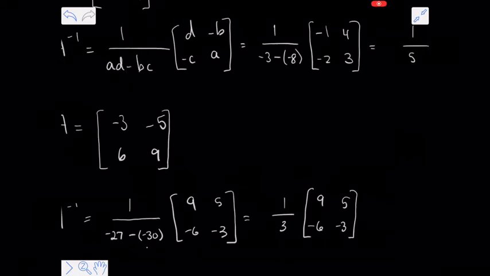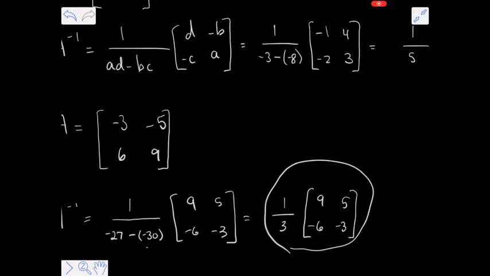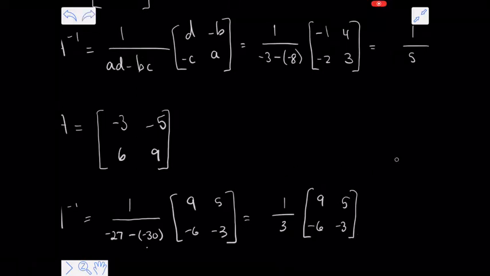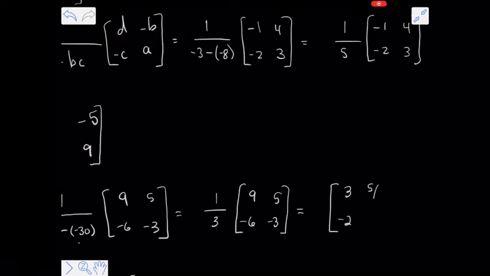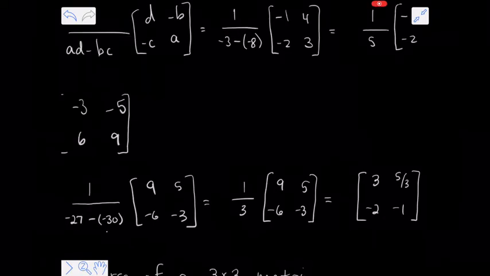Again, you'd be okay leaving it in this form with the scalar outside of the matrix, or you can multiply the scalar into the matrix. 9 times 1/3 is 3, -6 times 1/3 is -2, 5 times 1/3 is 5/3, and then -3 times 1/3 is -1. So that's how you find the inverse of a 2x2 matrix.